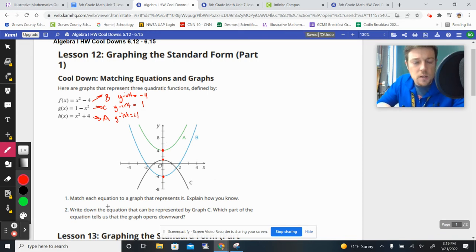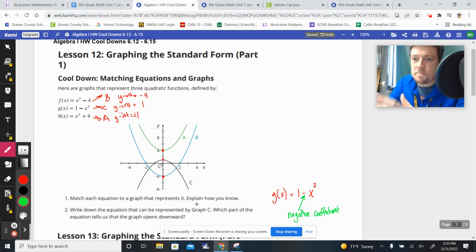That's how I know. Number two, write down the equation that can be represented by graph C. All right, that was g of x. So we're going to write down g of x equals 1 minus x squared. There's our equation. Which part of the equation tells us that the graph opens downward? Okay, which part tells us that it opens downward? They're right here. The negative coefficient. Whenever that lead number in front of the x squared is negative, it's going to open downward like we see in graph C. We've found that out today.